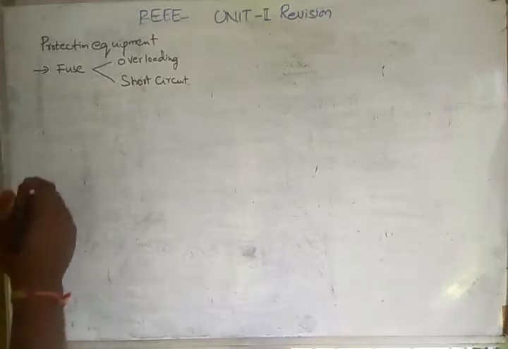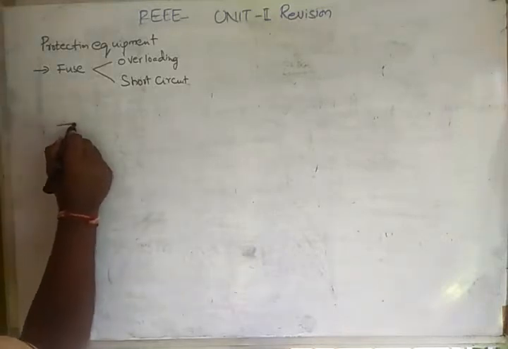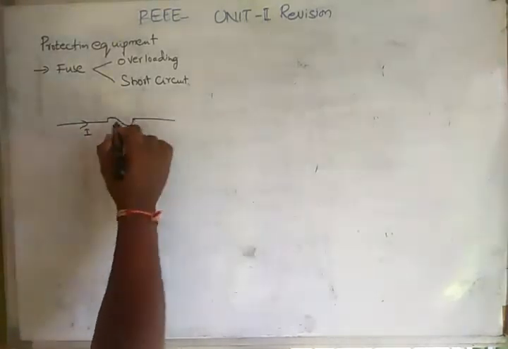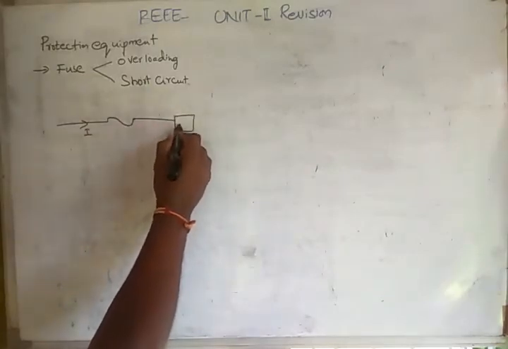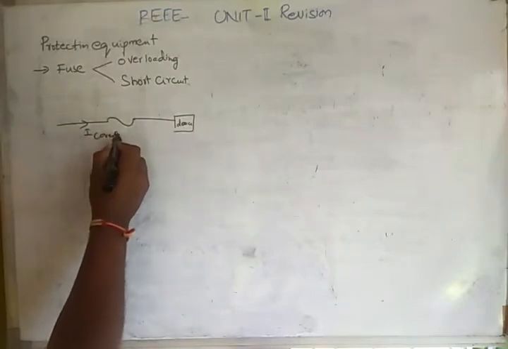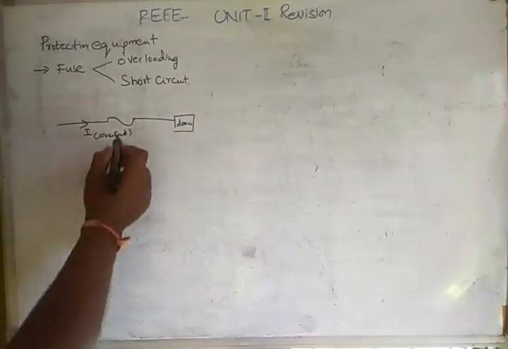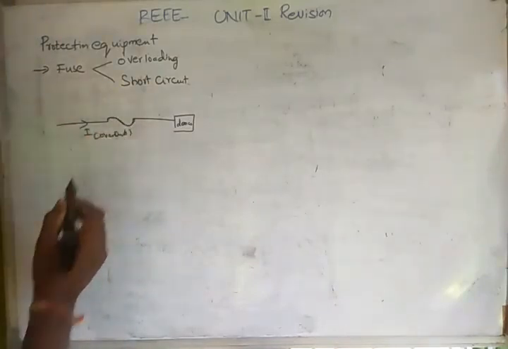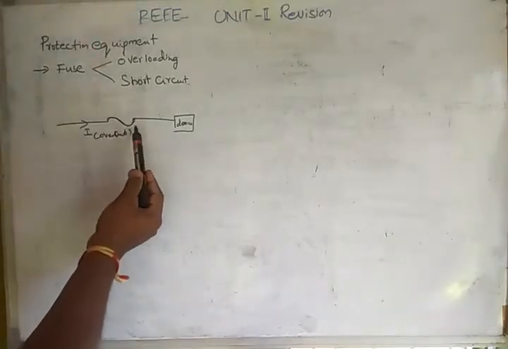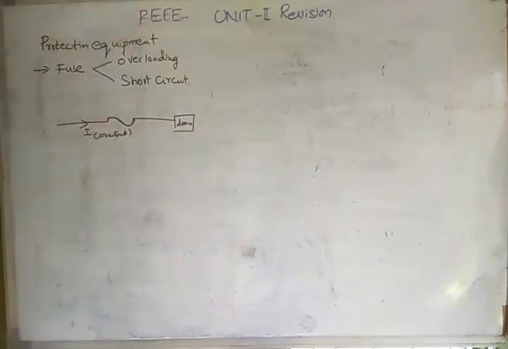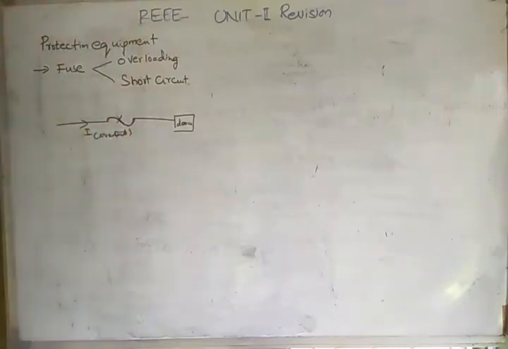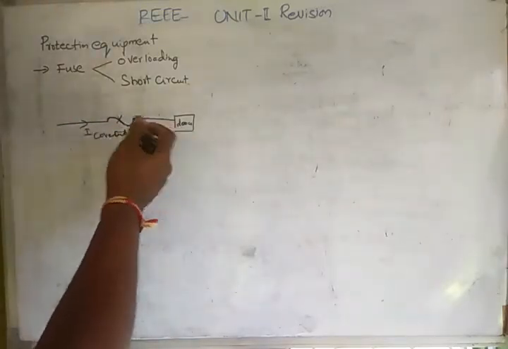So the functioning of the fuse is, for example, let us consider that this is the fuse, and whenever current flows through the fuse to the devices, when an overcurrent flows, it will melt. So the fuse is a wire which melts when an excessive current flows through it and isolates the faulty device. When the fuse melts, it creates an open circuit, protecting the devices from the overcurrent.